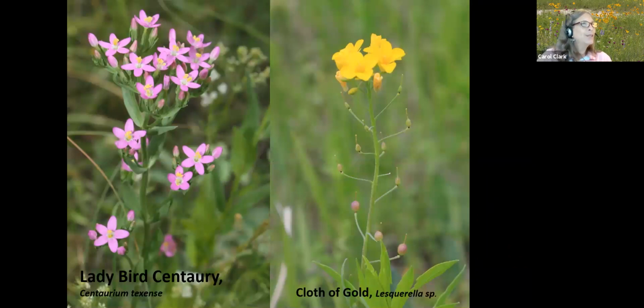Two slim flowers, not necessarily blooming at exactly the same time, but they were both vertical photos, so they went on the same slide. The ladybird centauri, which is blooming right now, and the cloth of gold, which probably is nearly done for the year if it's not already done. So just some tiny little things. They don't bloom very tall, but they usually choose one of these harsh, rocky sites so they can bloom a little bit later because there isn't a lot of competition there.